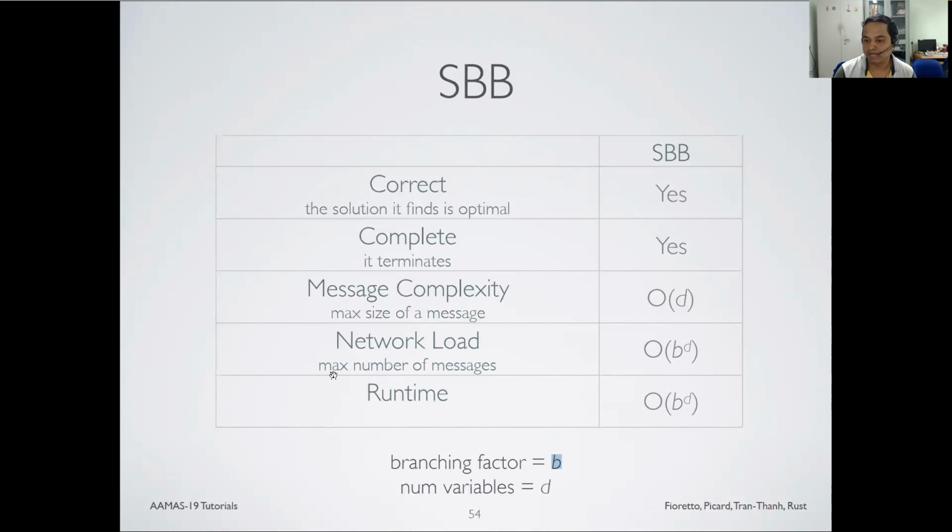So the number of message passing is order of b to the power d. Message complexity, the maximum size of the message, is order of d. d is the number of variables, that many values will be here. Runtime complexity is order of b to the power d. These are the complexities.